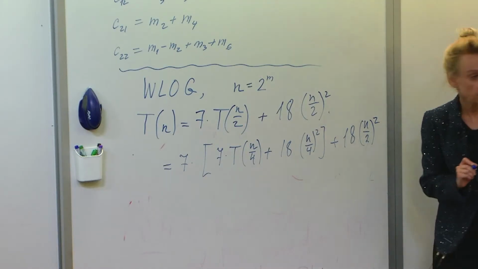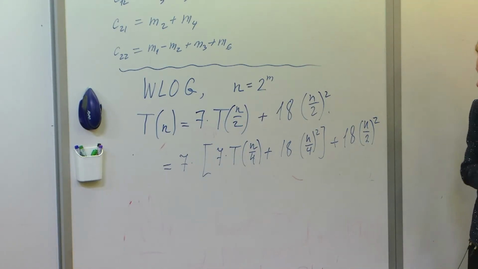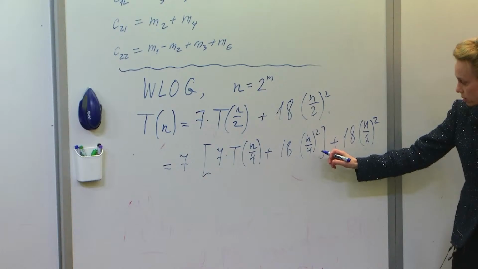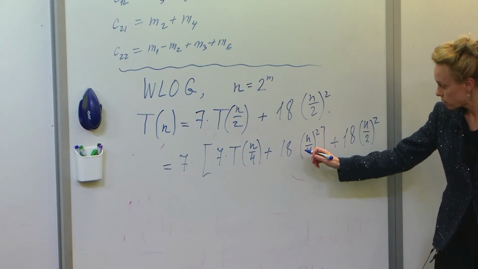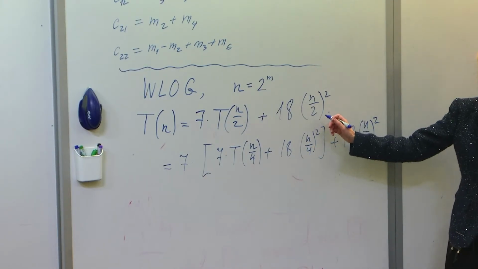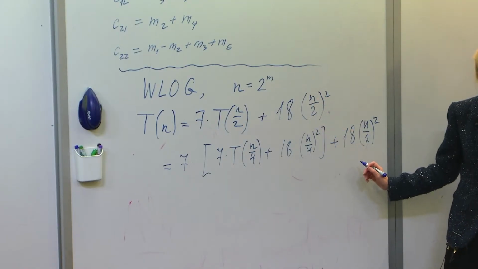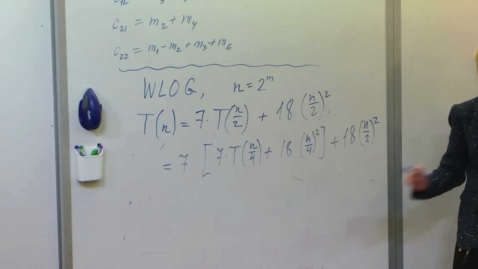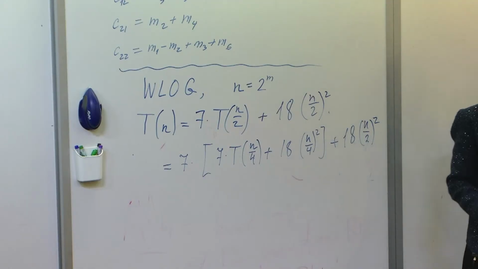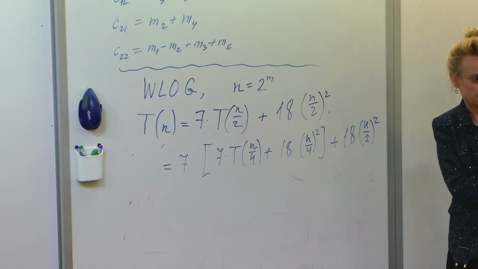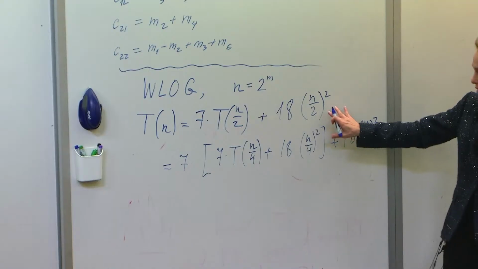Did I miss something? N over 4 squared. This is n over 4. No, the next one, 18. The second one's still n over 2. I'm carrying this. That's left over from before. We should not discard it. It's not like we are suddenly skipping terms, so this is still there.